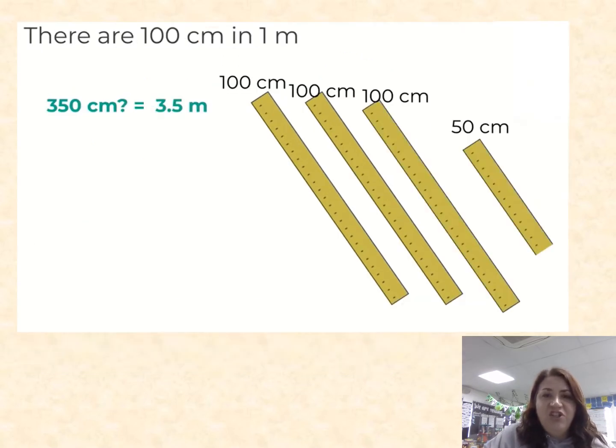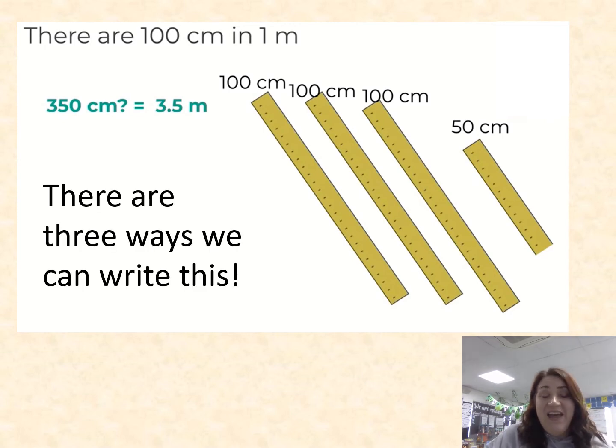So there it is, just to show you. There are our 3 metre sticks and there is our 50 centimetres. But there's something quite interesting here. We can actually write this in 3 different ways. Now 2 of the ways are already on your screen in green. Here is way 1, here is way 2.